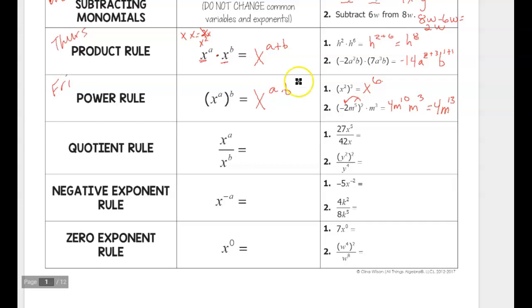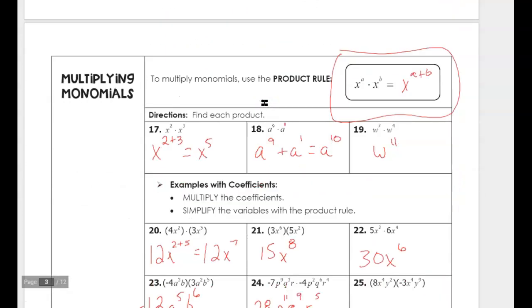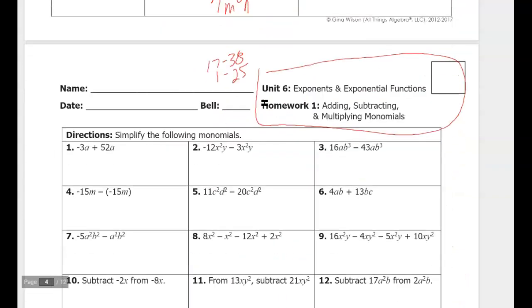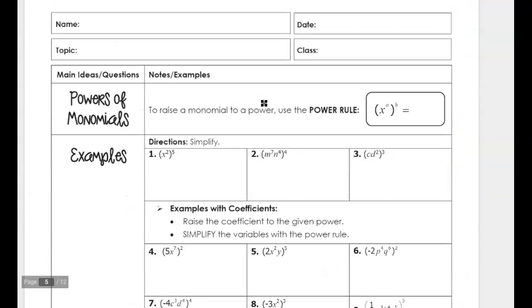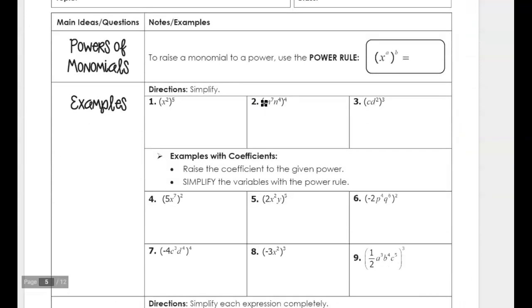Okay, on to today's worksheet. We have 2 pages that we'll be doing, and I will fly through these. So again, our rule is that we are now multiplying. When we start very basic, x to the 2 raised to the 5th power becomes x to the 10th.